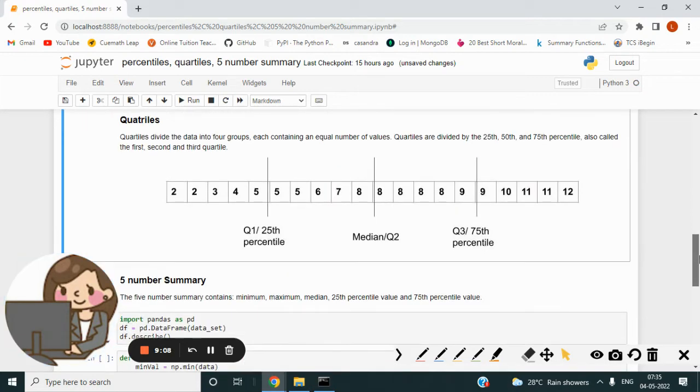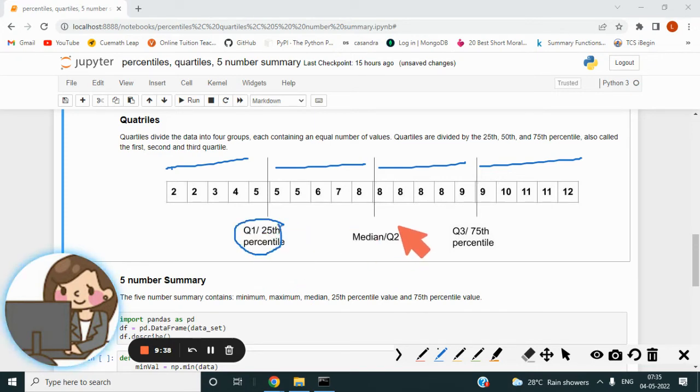Now coming to quartiles. Okay, what quartiles does is it divides the entire data set into 4 equal groups. Okay, so here we have a data set which is of 20 elements. So when we divide it into 4 equal groups, we have this is one group, this is the next group, this is the third group, and this is the fourth group. Okay, so basically it divides the values in the 25th percentile, then median becomes the 50th percentile, right? Median is the middle element, so it is at the 50th percentile.